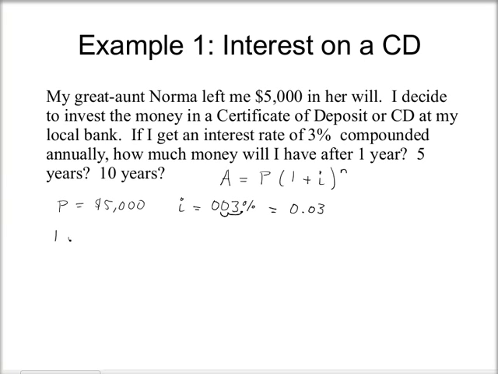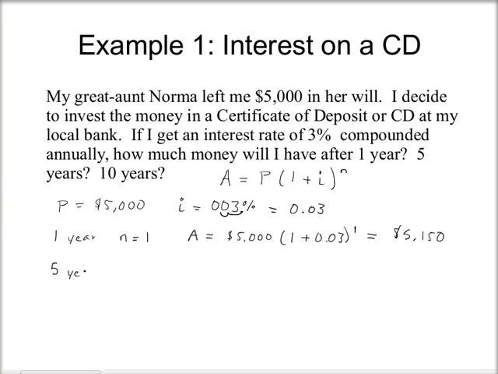So after 1 year, n is going to be equal to 1 because 1 year is 1 compounding period. And the amount I'm going to have in my CD is going to be $5,000 times 1 plus 0.03 to the power 1. And this is equal to $5,150.